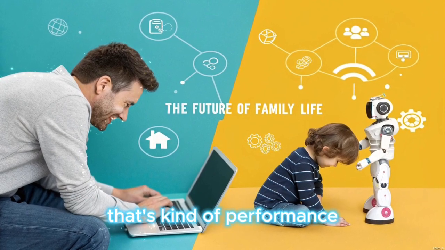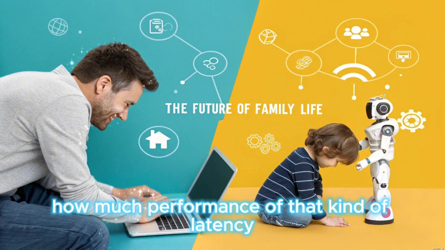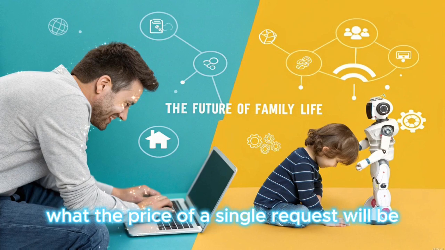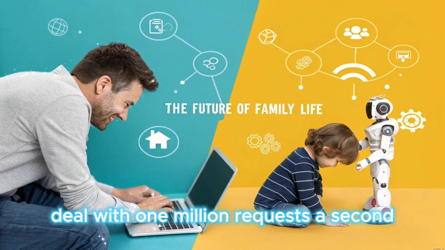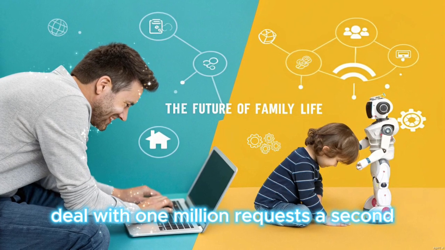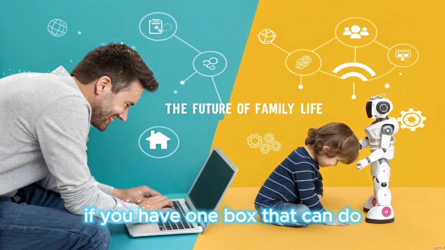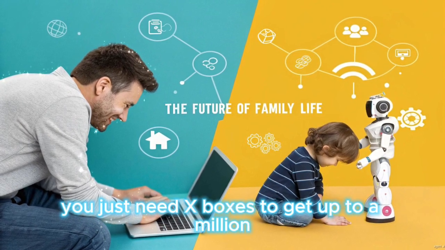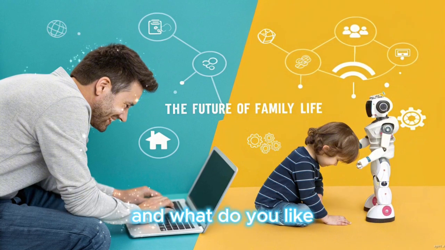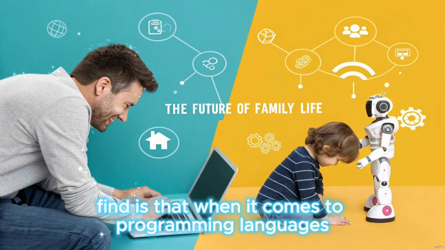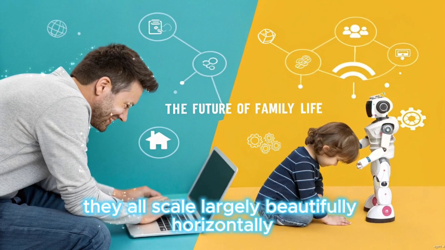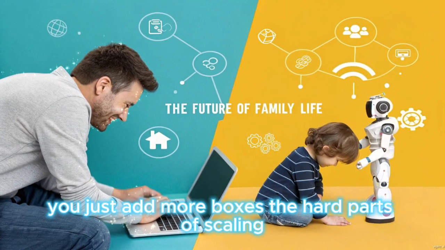That's kind of performance. How much performance of that kind of latency can you squeeze out of a single CPU core? That tells you something about what the price of a single request will be. But then whether you can deal with 1 million requests a second, like Shopify is doing right now, if you have one box that can do 1,000 requests a second, you just need X boxes to get up to 1 million. And what you'll actually find is that when it comes to programming languages, they're all the same in this way. They all scale largely, beautifully horizontally. You just add more boxes.